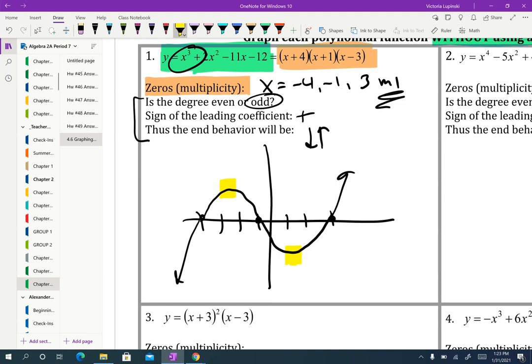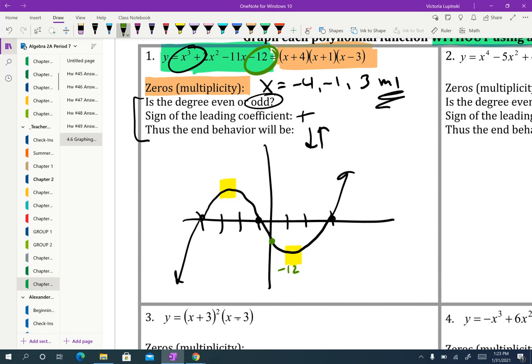Something else that you can find to help you, just to be 100% sure that you are in fact doing this correctly, is the y-intercept. Remember that the y-intercept is whatever you get when you plug a 0 in for all the x's. And if you're in standard form, it's just the constant. So that means that this y-intercept should be -12.